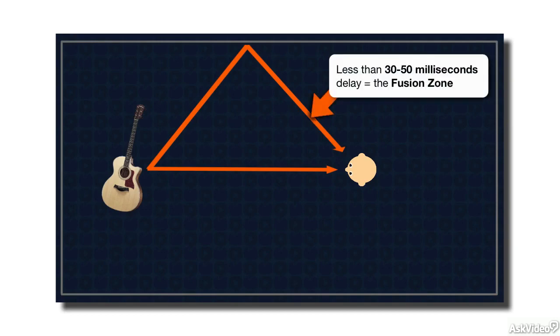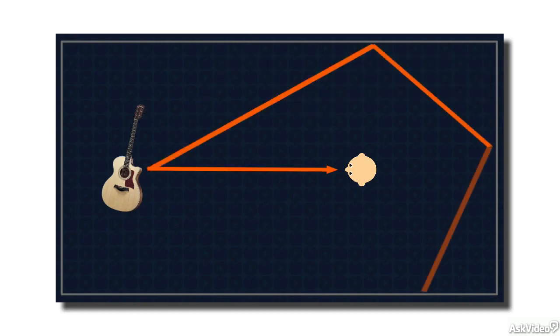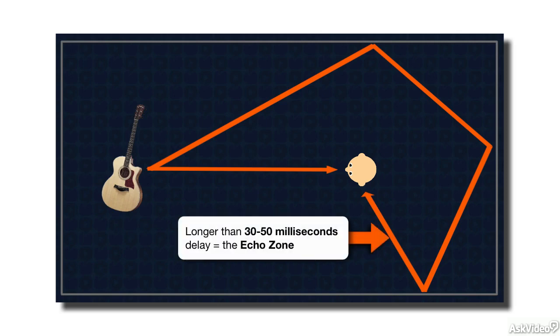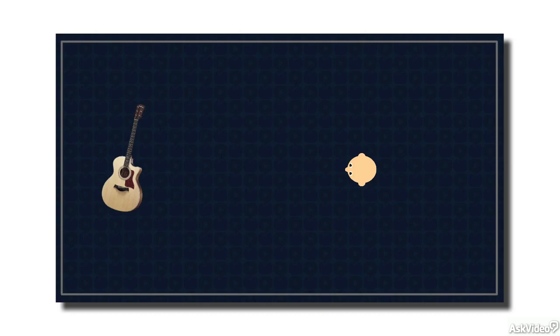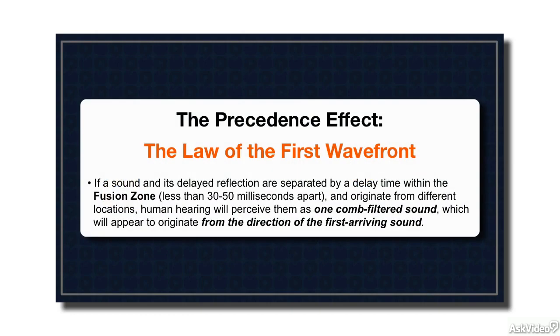If the delayed sound arrives later than 30 to 50 milliseconds after the direct sound, we hear the two waves separately, with the delayed sound perceived as an echo, the echo zone. The Haas effect is also known as the precedence effect.